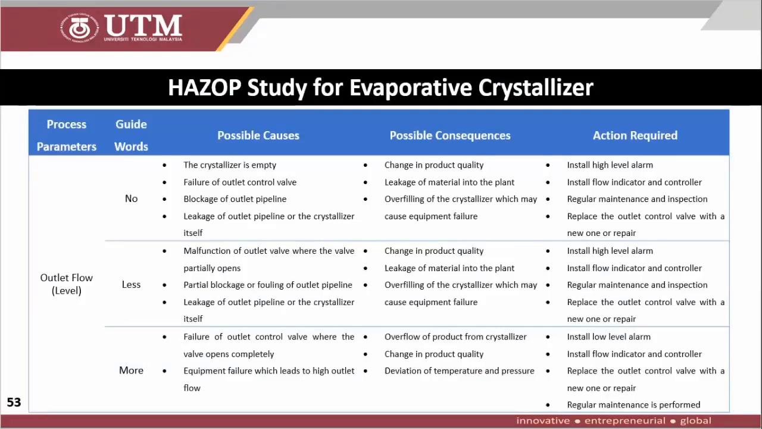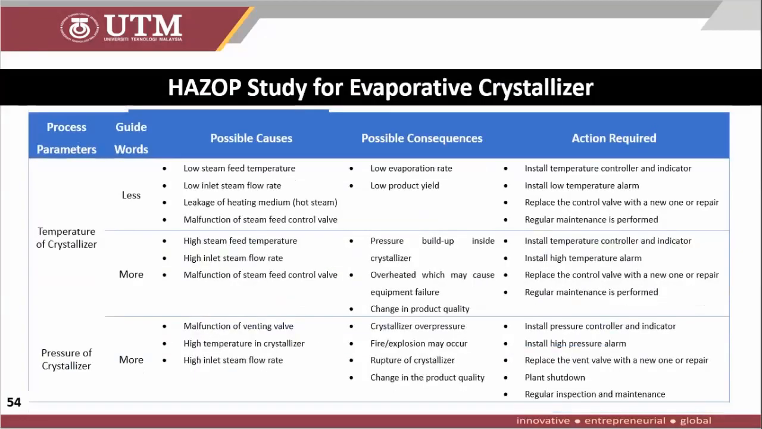Next, the second parameter is temperature, and the deviations are low and high temperature. The actions required for low temperature are to install a temperature controller and indicator, or install a low temperature alarm, or do regular maintenance. Meanwhile, for high temperature, the actions required are to install a temperature controller and indicator, or install a high temperature alarm, or do regular maintenance. The third parameter is pressure, and the deviation is high pressure. The action required is to install a pressure controller and indicator, or install a high pressure alarm, or replace the vent valve with a new one or repair it.